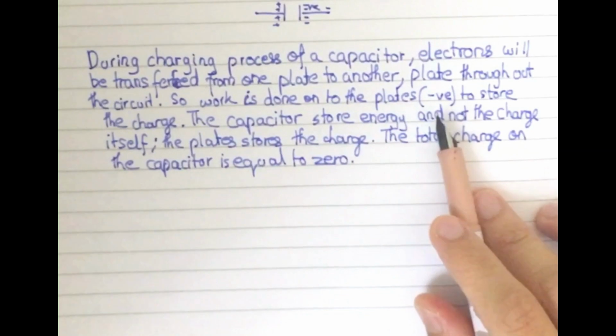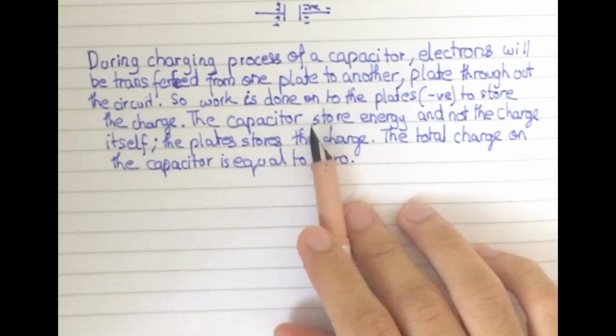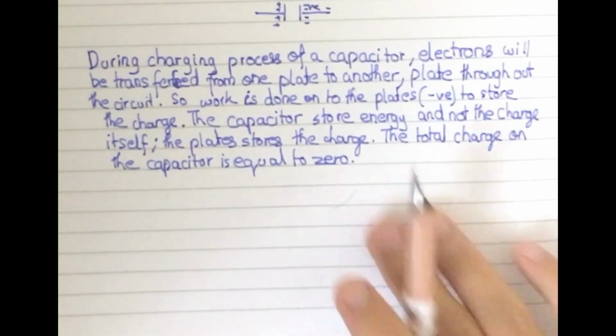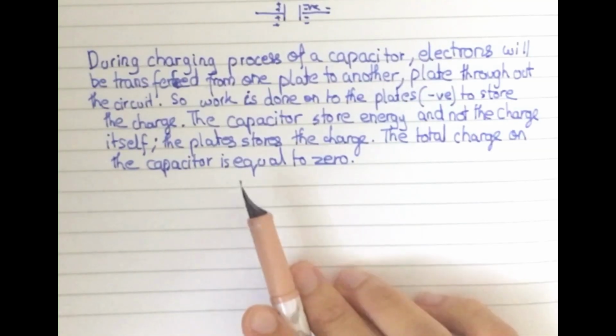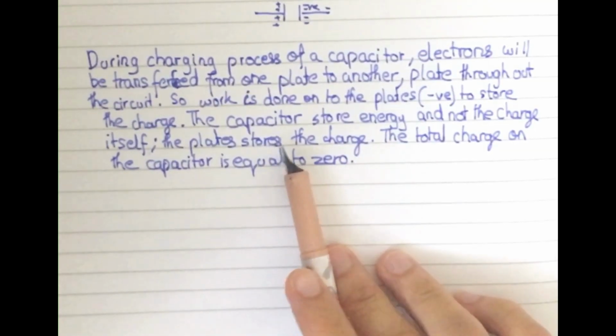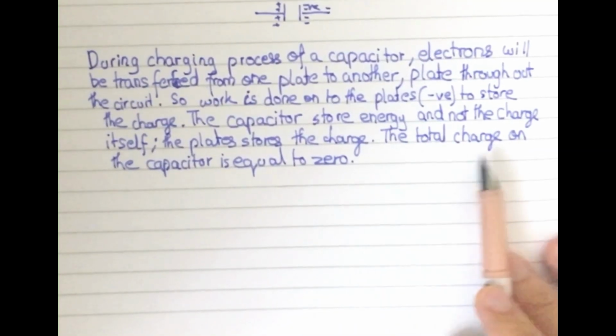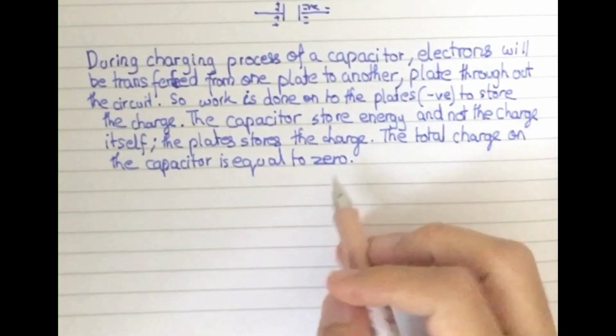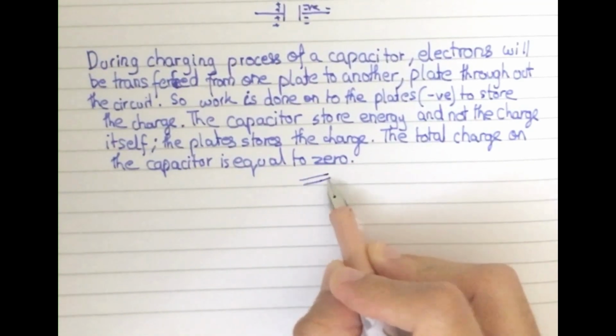So work is done on the plates to store the charge. The capacitor stores energy and not the charge itself. The plates store the charge, not the capacitor itself. The total charge on the capacitor is equal to 0, and this is your final answer.